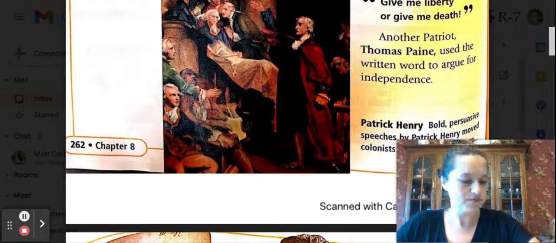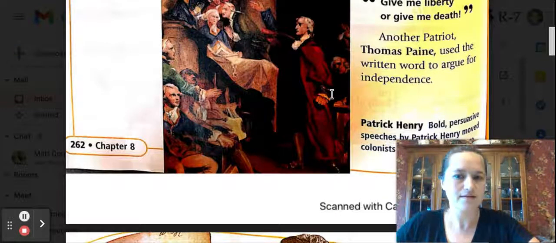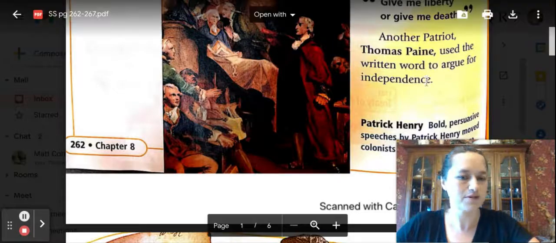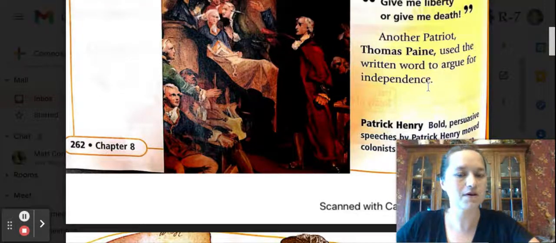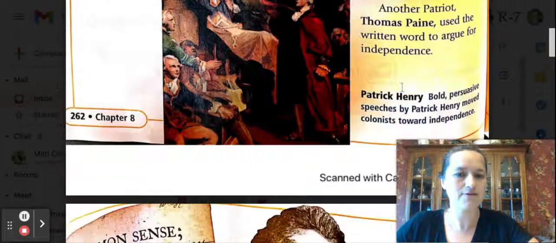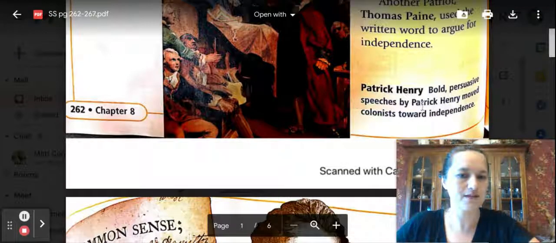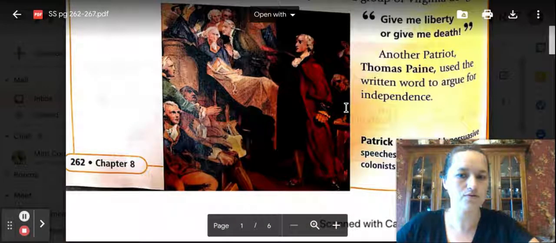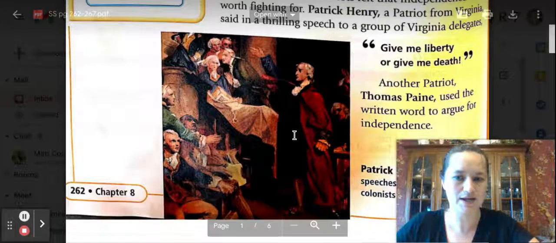Thomas Paine wrote the article Common Sense. So he is an important person to know while you're taking your notes. You probably want to pause and write Thomas Paine wrote Common Sense. Also, Patrick Henry is another important person. Patrick Henry was bold. He had bold, persuasive speeches that moved colonists towards independence. So Patrick Henry had bold, persuasive speeches. So Patrick Henry was another patriot.